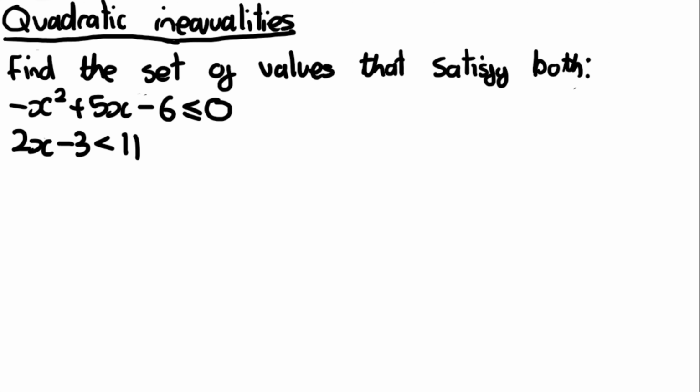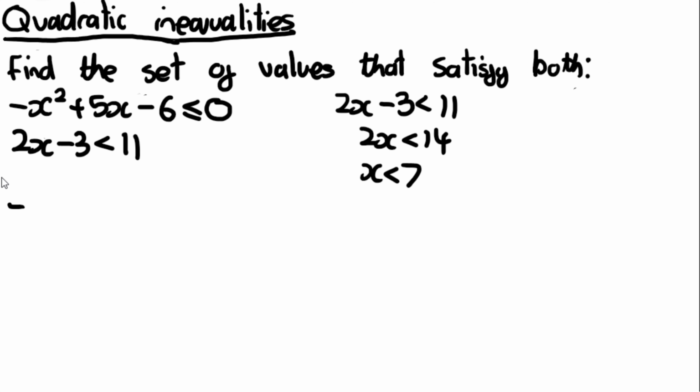So the approach is the same. You need to solve them individually first. So let's do the second one first because that looks a bit easier. 2x minus 3 is less than 11. We bring the minus 3 onto the other side to get 2x is less than 14. Divide everything by 2 to get x is less than 7.